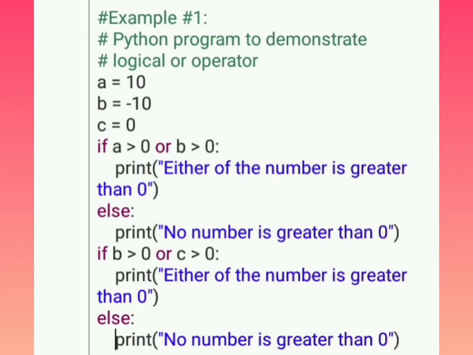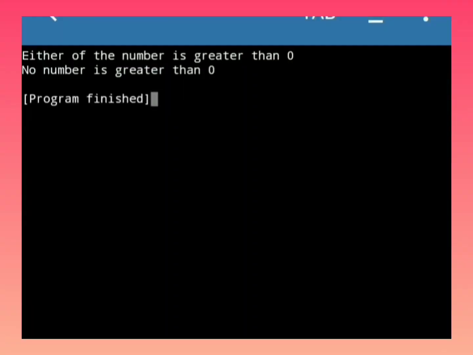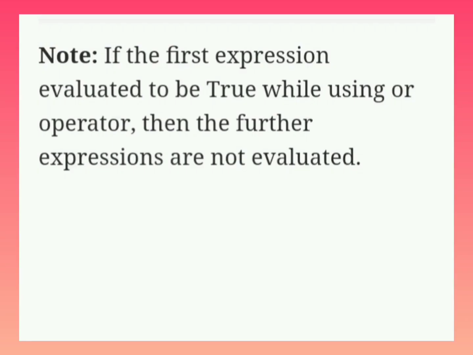Example: Python program to demonstrate logical OR operator. A is equal to 10, B is equal to minus 10, C is equal to 0. If A greater than 0 or B greater than 0, print either of the numbers is greater than 0, else print no number is greater than 0. If B greater than 0 or C greater than 0, print either of the numbers is greater than 0, else print no number is greater than 0. We get the output as either of the numbers is greater than 0, no number is greater than 0. Note: if the first expression is evaluated to be true while using the OR operator, then the further expressions are not evaluated.